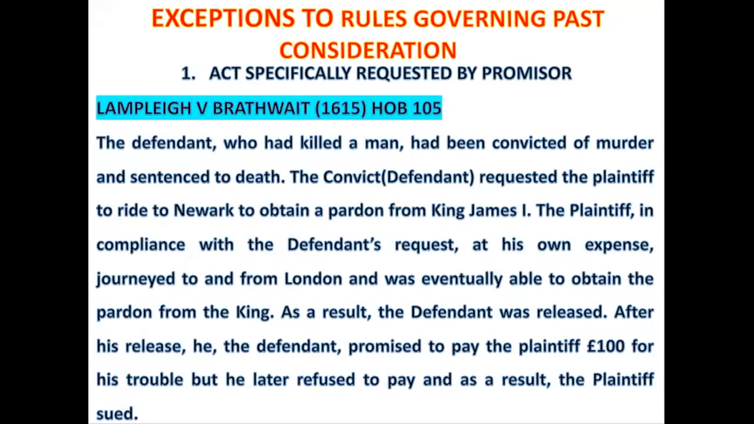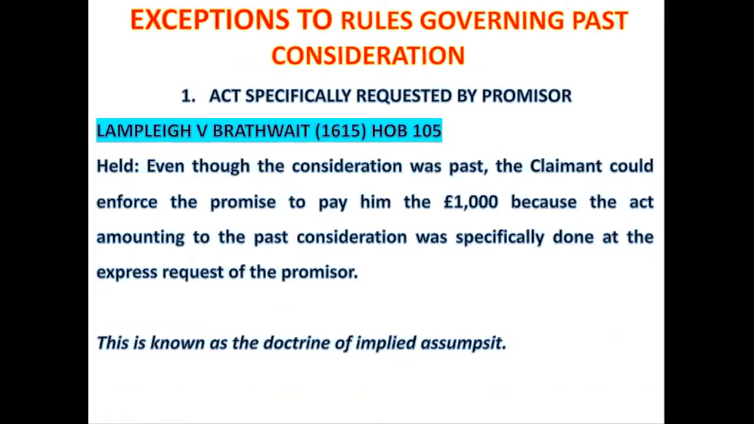But you see, in this case, this act was done at the specific request of the promisor. The defendant was the one who told him to do it. So as we have seen, if the act was specifically requested by the promisor, even though it's a past consideration, it will nonetheless be enforceable. So it was held that even though the consideration was past, the claimant could enforce the promise to pay him £100 because the act had already been done. Because the act amounting to the past consideration was specifically done at the express request of the promisor. It was done at the express request of the promisor.